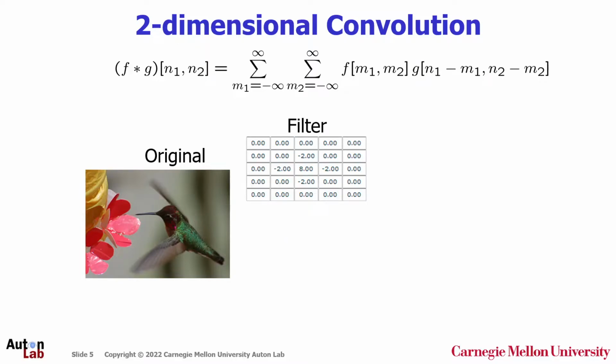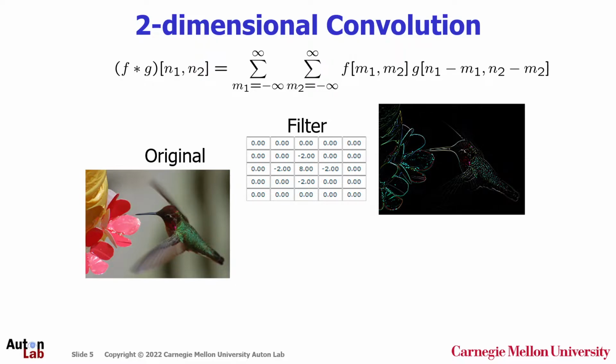Consider also this 5 by 5 matrix here. You can easily check that if we convolve each channel of this image with this 5 by 5 matrix, which is called the filter or the kernel of the convolution, then the convolved image will look like this edge-detected image here. The reason for this is that at each location, this convolution calculates 8 times the pixel value in that location, minus 2 times the left, 2 times the right, 2 times the top, and 2 times the bottom pixel values.